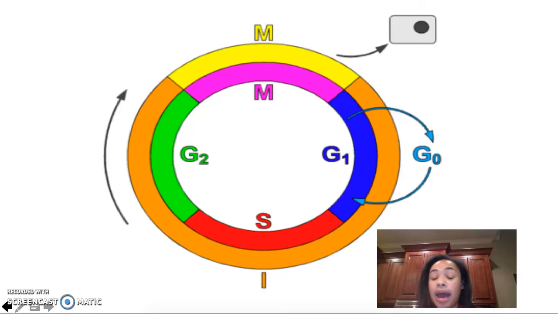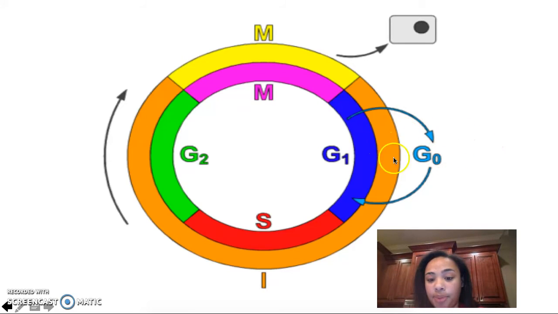You may be wondering, what happens if the cell does not get the go-ahead signal? What if the cell isn't big enough? What if the environment isn't stable enough? And what if it doesn't have the correct internal factors for the cell to continue through the cell cycle? That's where this G0 part of interphase comes in. The G0 phase is what happens if the cell does not get the appropriate signal, if it does not pass the checkpoint. The cell exits the cycle, hangs out here, and becomes a non-dividing cell, so it can't go through mitosis and divide. It can either stay here for a short amount of time until it gets itself together, or it can stay here permanently. It just depends on the cell.